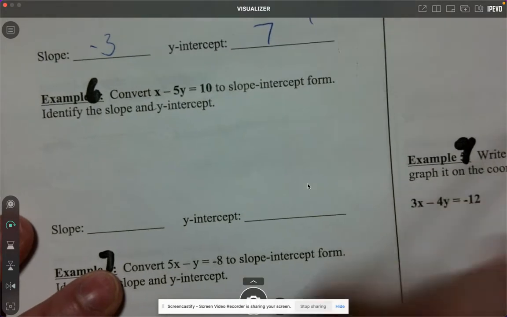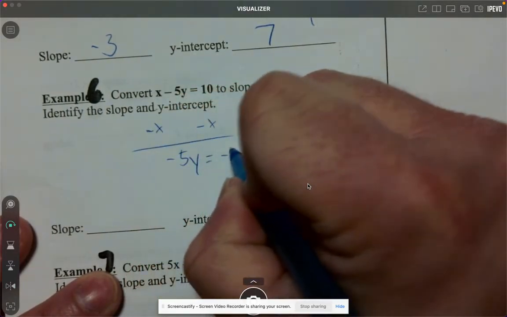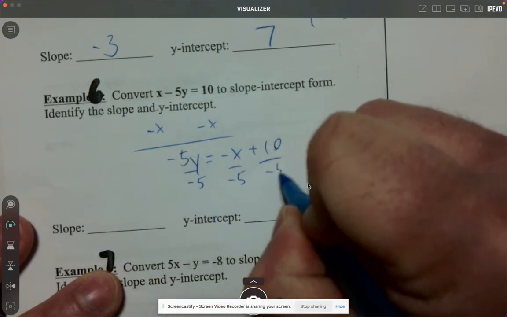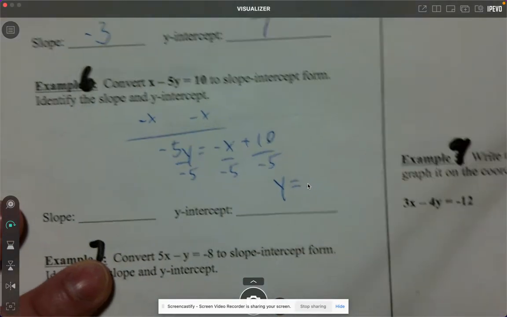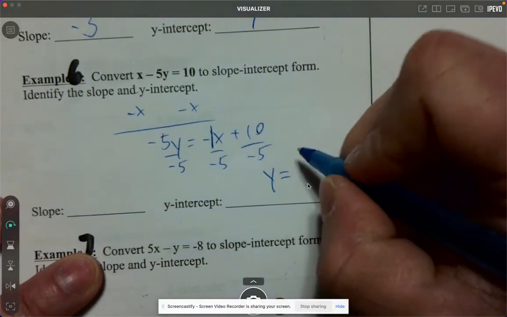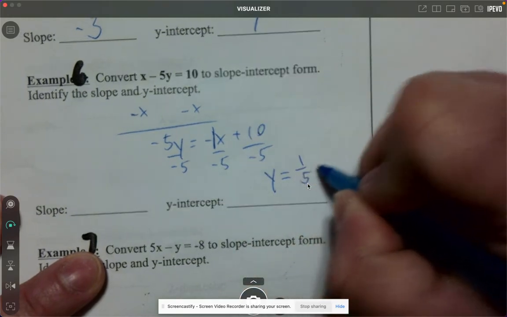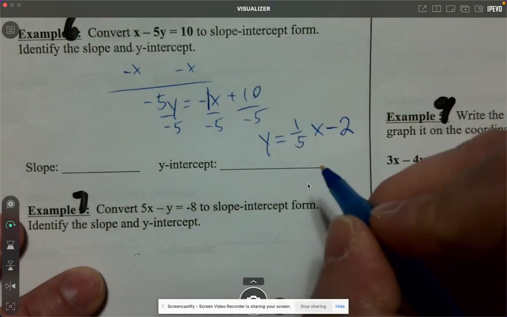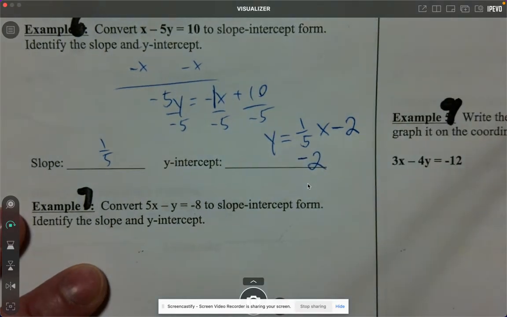Number 6, minus x from both sides. Negative 5y equals negative x plus 10. Divide everything by negative 5. This one I'm curious, I don't know if you saw this, but this has a negative 1, so it's actually a fraction. Negative 1 divided by negative 5 is just 1/5 x minus 2. And so then my slope is 1/5. My y-intercept is negative 2.